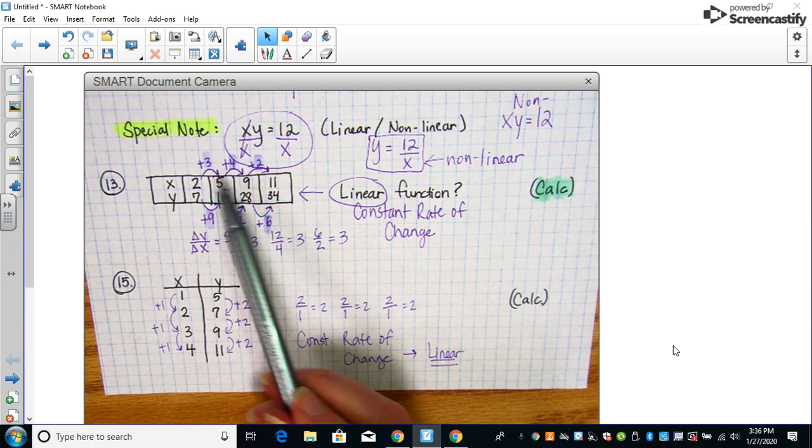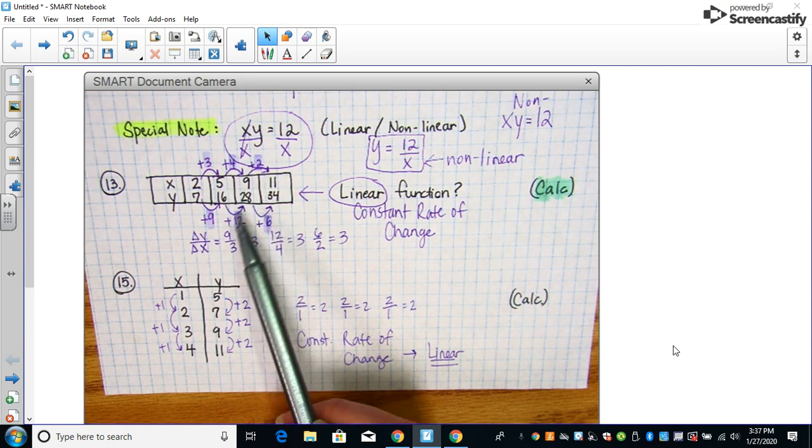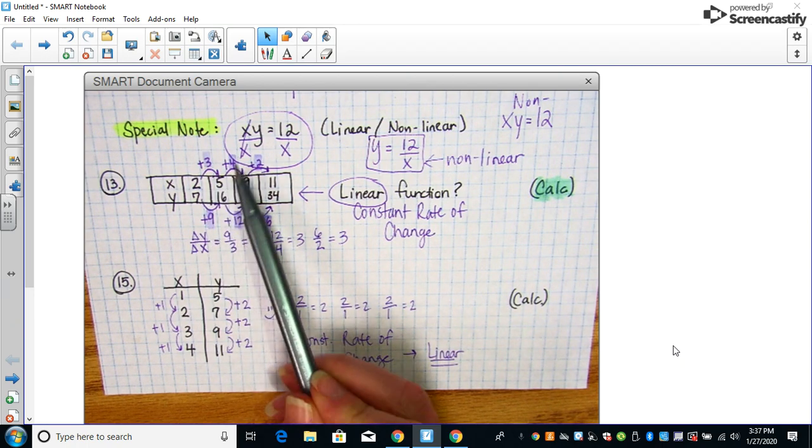So please be careful. Double check, make sure that when you do your rates of change to look for a constant, go ahead and put your y's over your x's for the changes.